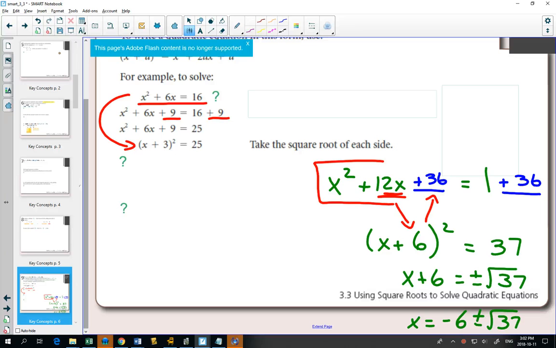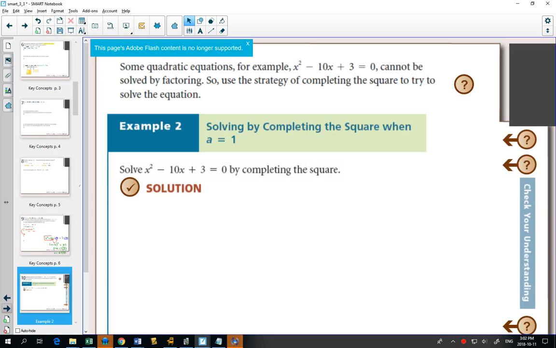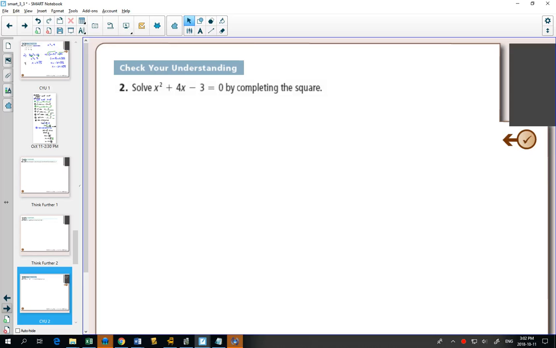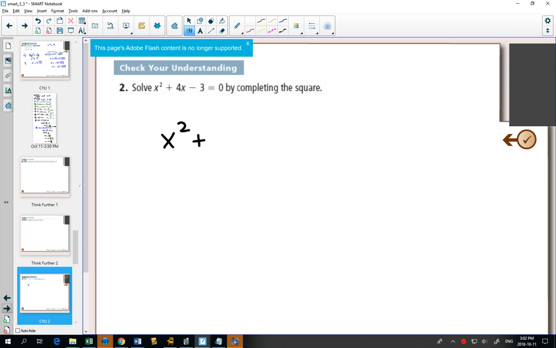So when we go to example 2, to solve this, we have x squared plus 4x minus 3 equals 0. One of the things that we're going to do is we're going to have our x squared and our 4x on one side. We're going to leave a space here. We're going to move the 3 by adding 3 to both sides, and then we're going to put a space here. Because right now, x squared plus 4x isn't a perfect square.